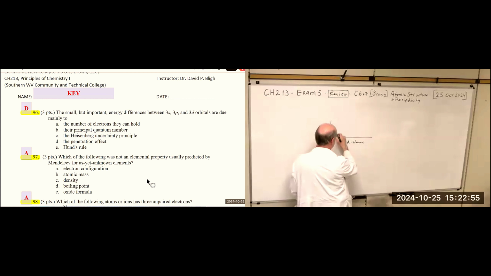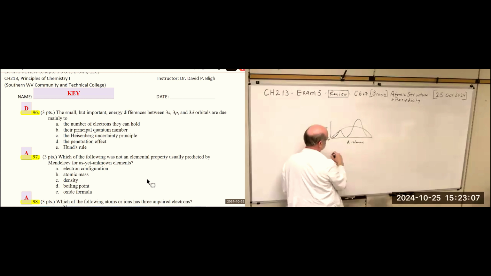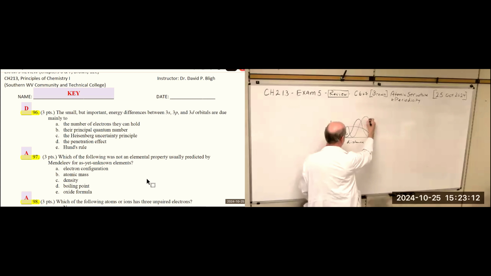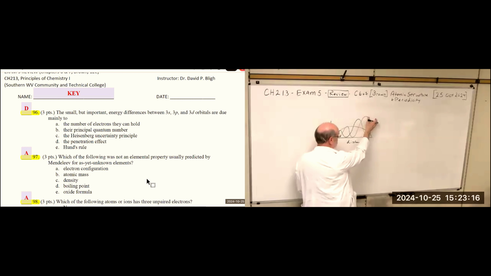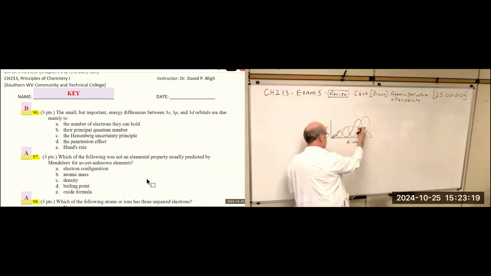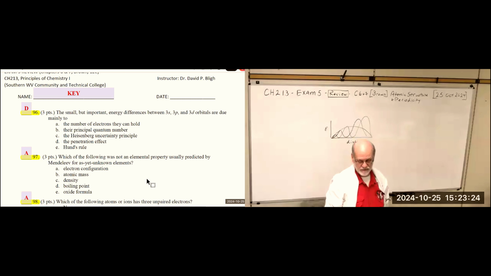So 3d looks kind of like this. And then 3p kind of goes like this. If you need anything, I'll be around. And like that. And then 3s goes like this. Like that. So its biggest hump is at a higher energy than either of the d or the p, but it penetrates closer to the nucleus. So that gives it a lower energy. So the penetration effect answers 96.